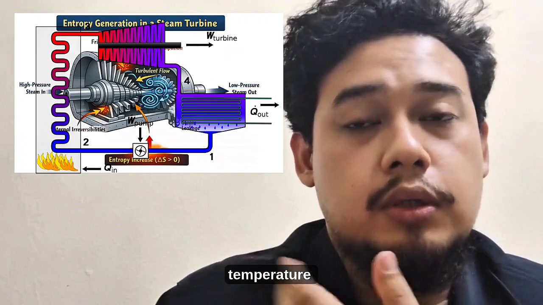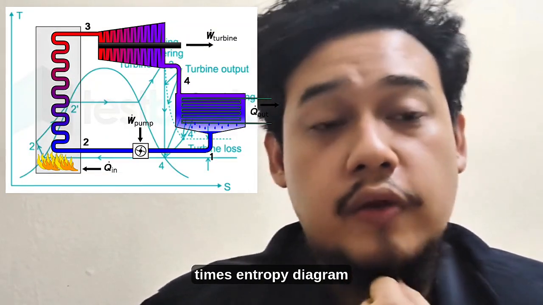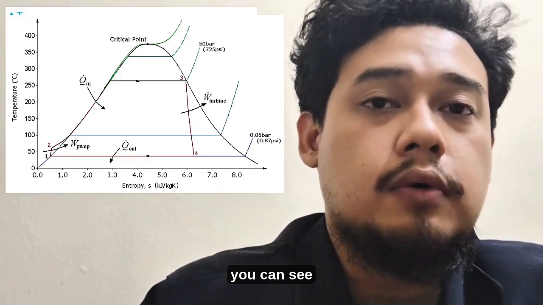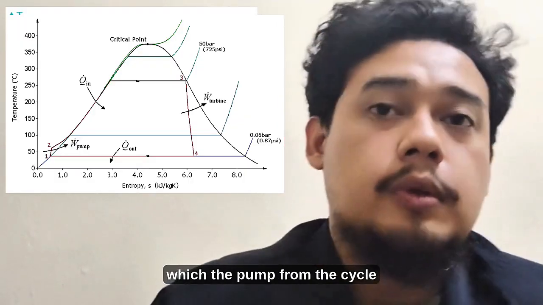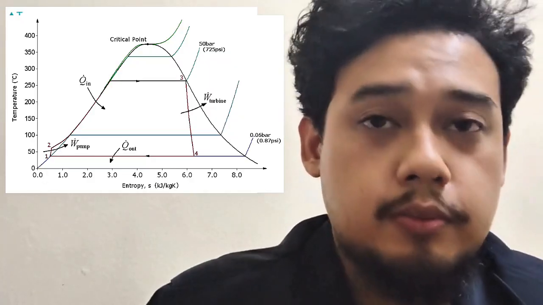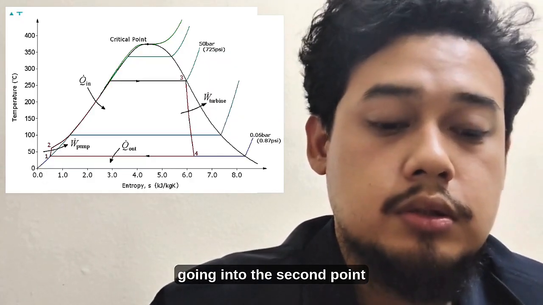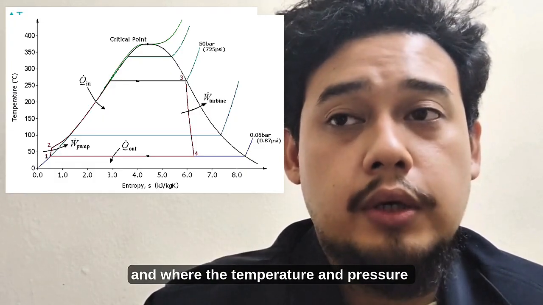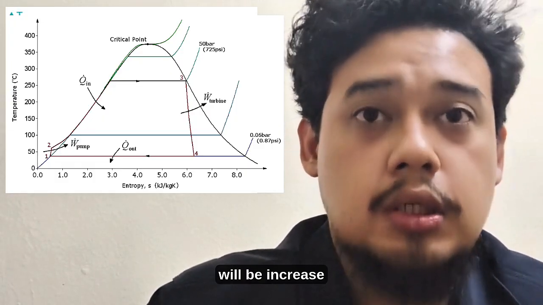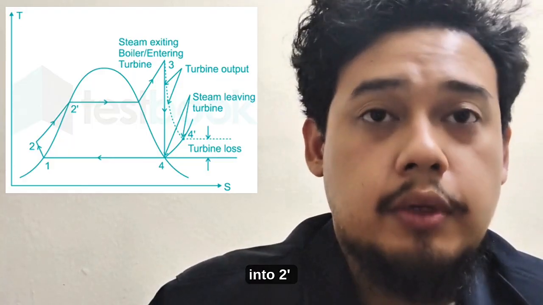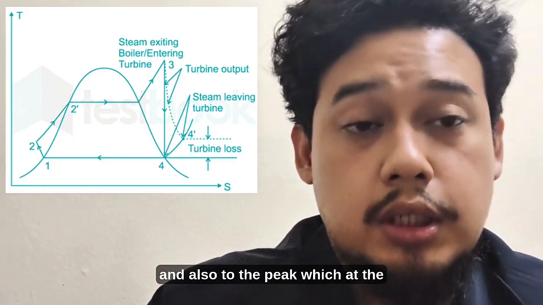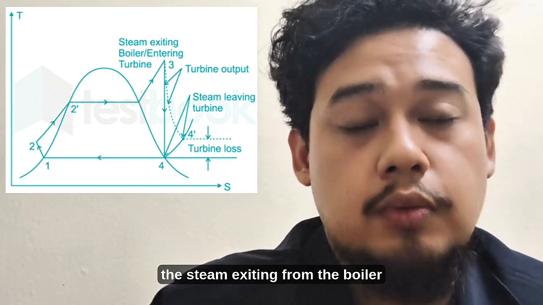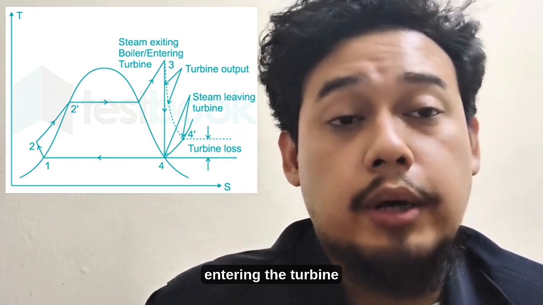Next we have the temperature versus entropy diagram, where you can see from point 1, which is the pump, from the cycle, going into the second point, which is the boiler, where the temperature and pressure will be increased into 2 prime and also to the peak, which is at 3, where it will be the steam exiting from the boiler that will be entering the turbine.